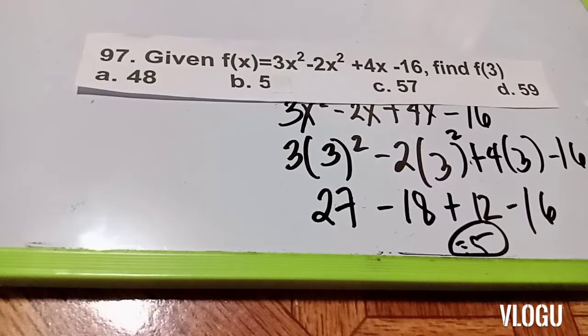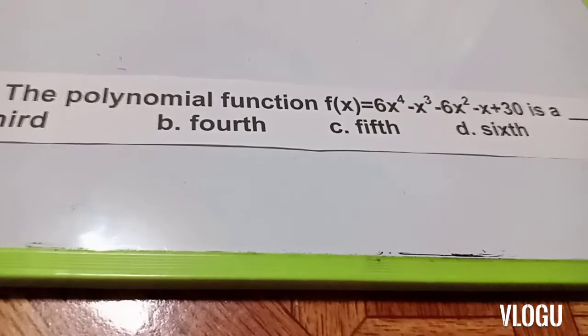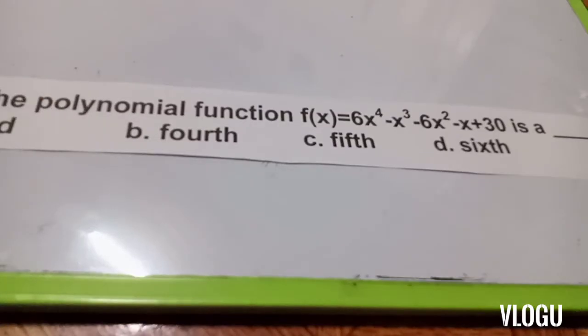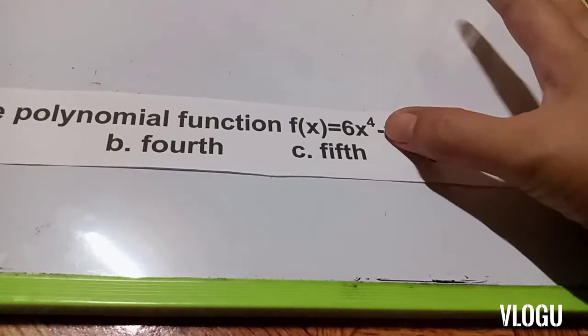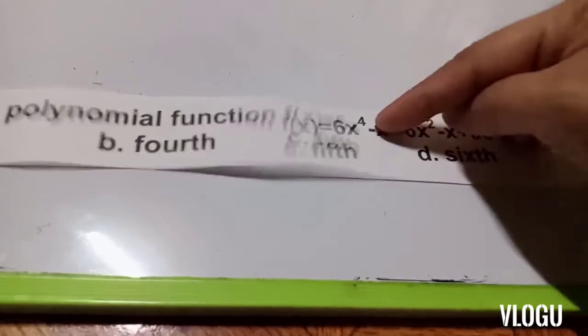Okay, let's proceed to number 98. The polynomial function f of x equals 6x to the fourth plus x cubed minus 6x squared minus x plus 30. We know that this is a polynomial, so first term, second term, third term, fourth term, and then the fifth term. Take note: first, second, third, fourth, fifth.